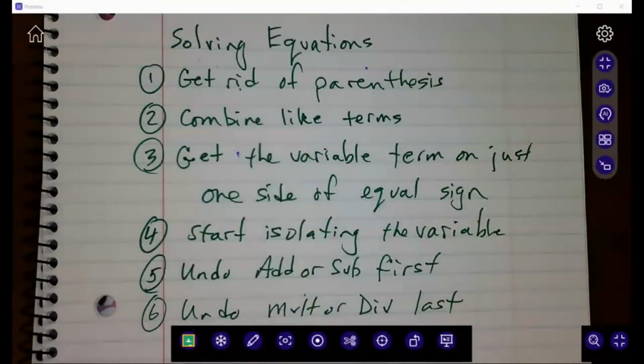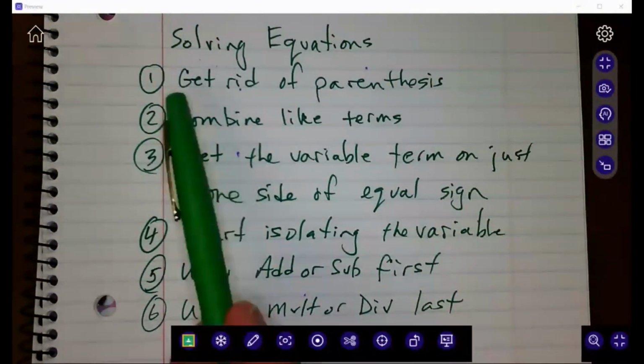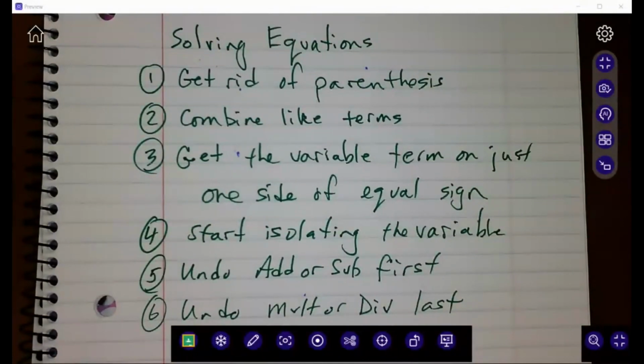What I've written down are the steps for solving pretty much any equation. The first thing we're always going to do is get rid of any parentheses if there are parentheses in the equation. Once the parentheses are gone, we're going to combine like terms. We're going to get all the variables bunched together and added and subtracted together on each side. Then we're going to take the constants and get them all added and subtracted together.